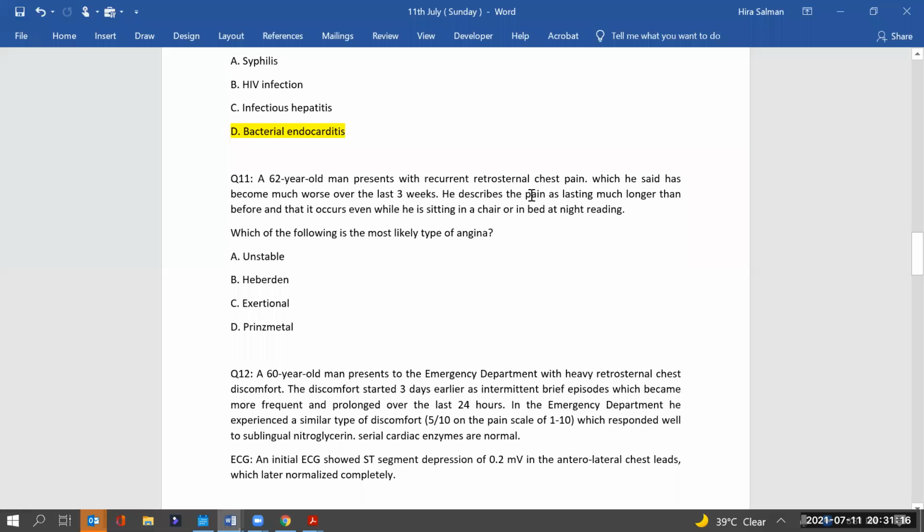History points will always point you towards the diagnosis. In these types of tricky questions, when you are suspecting 2 or 3 common differential diagnoses, here it's clear-cut, right? It's during resting condition that the patient is having this. So this is unstable angina.